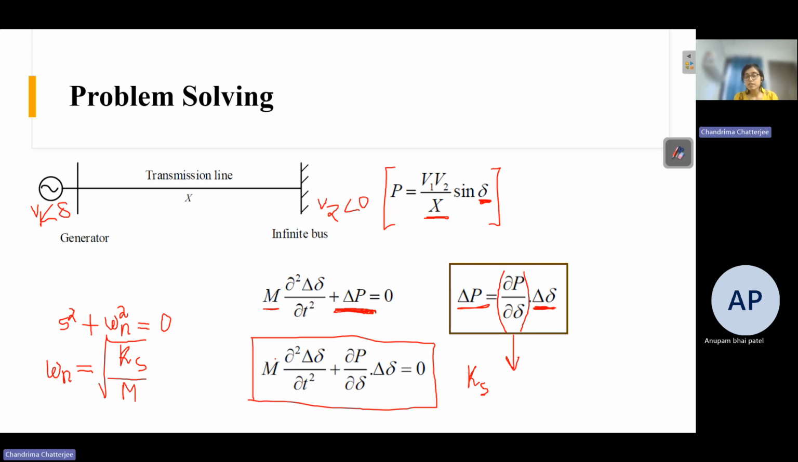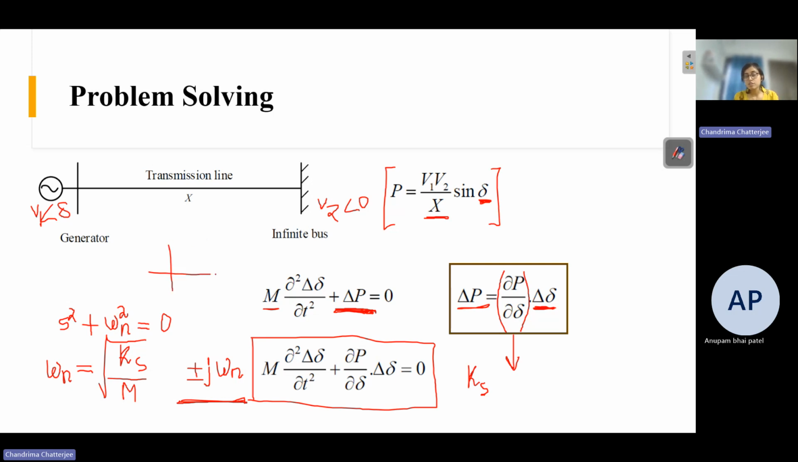What we are doing is basically dividing by m here and here. So this is s square plus Ks by m equal to 0. As solutions, if Ks is positive, you will get plus minus j omega n. So they are imaginary. Therefore, whenever we get this kind of solution, the system is marginally stable. The system is undamped.